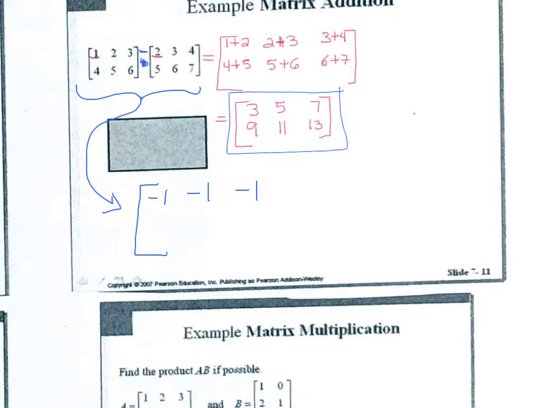We're just subtracting, right? I'm using the same matrices, but with subtraction. They're all negative ones, right? Yeah, it's just by coincidence. So they're all negative ones. You got the idea? That's if you subtract.